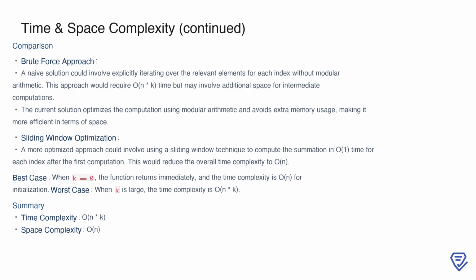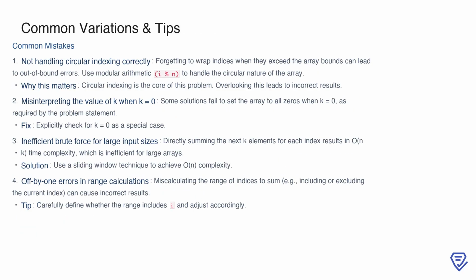One of the most common mistakes in this problem is not handling circular indexing correctly. Since the array is treated as circular, indices that exceed the array bounds need to wrap around using modular arithmetic. For example, instead of accessing an out-of-bound index, you would use i % n to ensure it cycles back within the valid range.